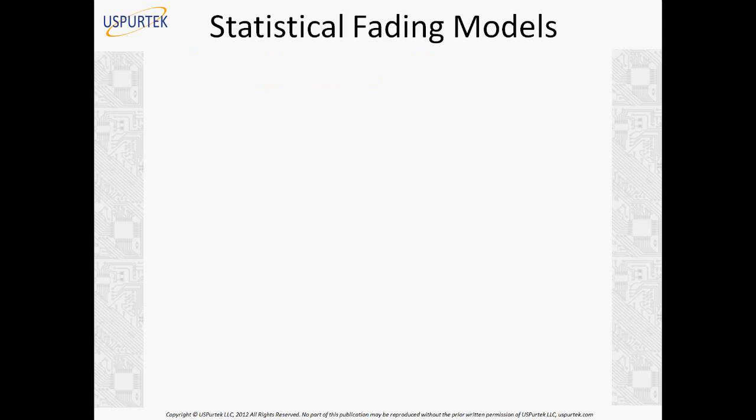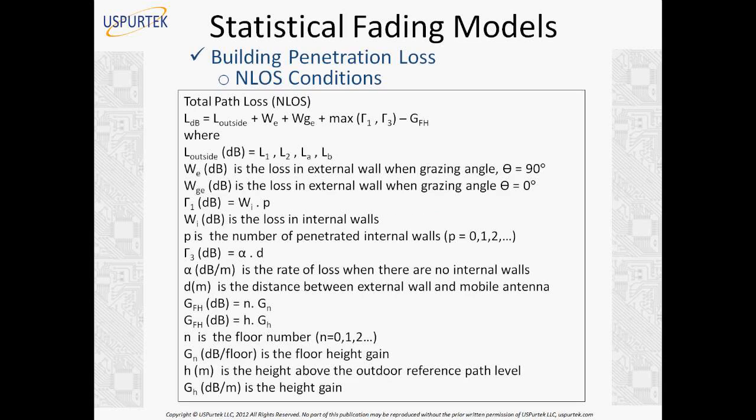Near line of sight condition. Yeah, here also we don't have the grazing angle. But we have this factor WE and WGE. If you see at the top, WE is the loss in external wall when grazing angle is 90 degrees, and WGE is the loss in external wall when grazing angle is 0 degree. So this is how it factors in. Is that okay? Is this the slide we are talking about?